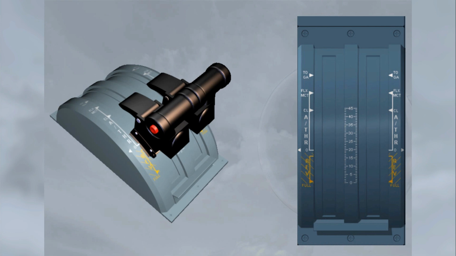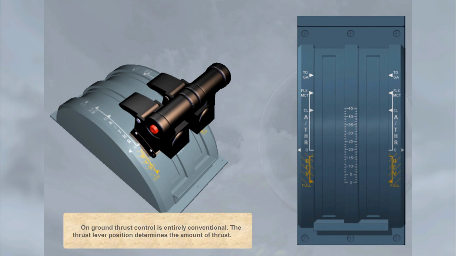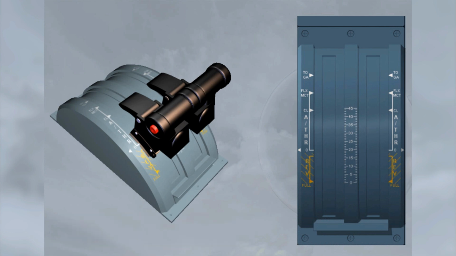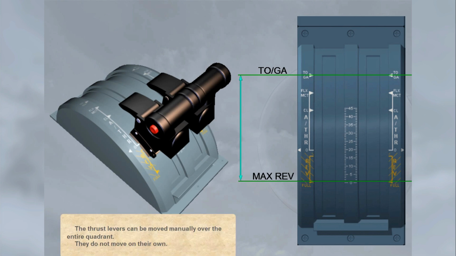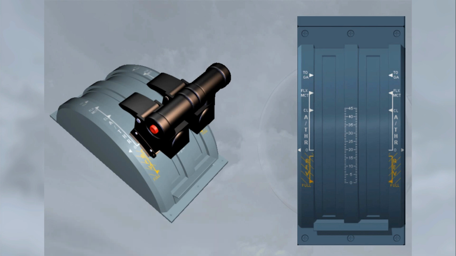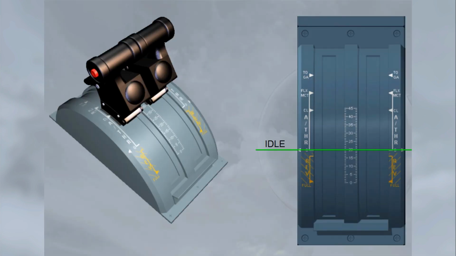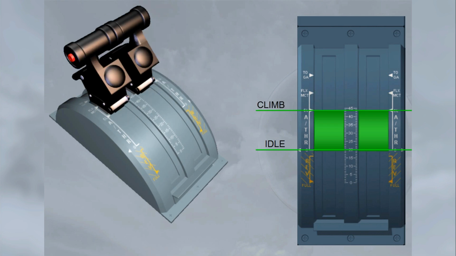On ground, thrust control is entirely conventional. The thrust lever position determines the amount of thrust. The thrust levers can be moved manually over the entire quadrant. They do not move on their own. They have 6 positions on the quadrant: idle, climb for maximum climb thrust, flex MCT, one detent serving 2 functions.